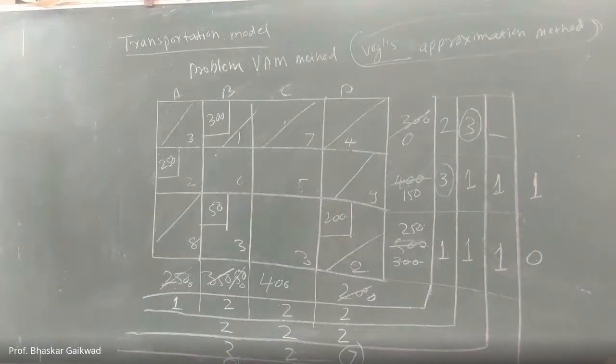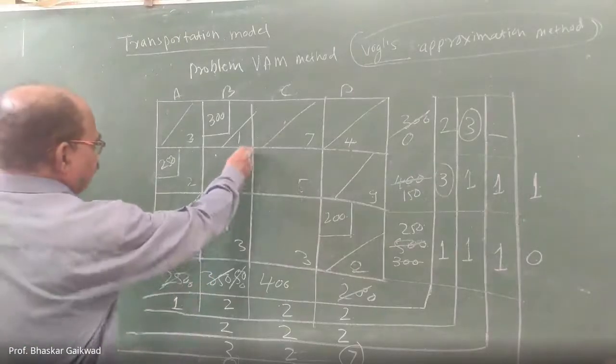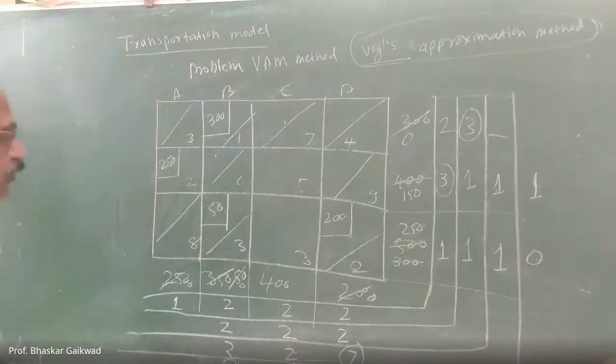Correct. Okay. Now once this 50 is over, this much will get over. So then what is remaining? 5 and 3.